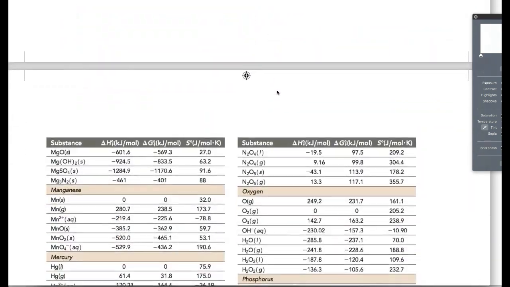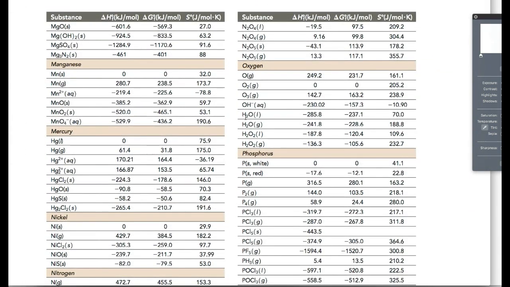I can see why you would look under hydrogen first, because the hydrogen comes first in the formula. But notice it's actually under oxygen. You have to be careful here.